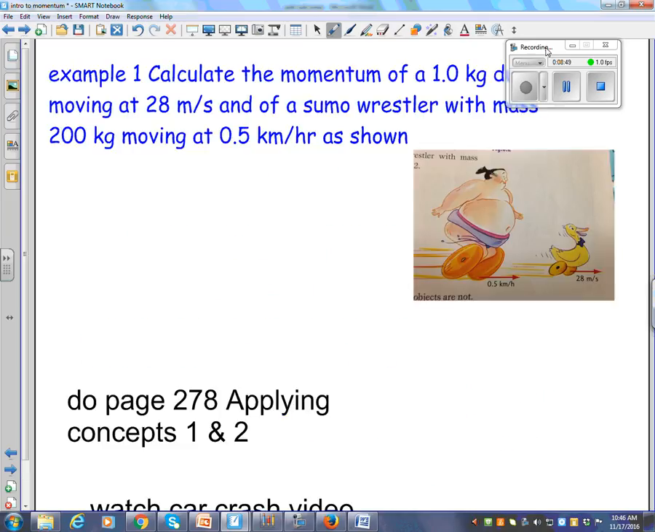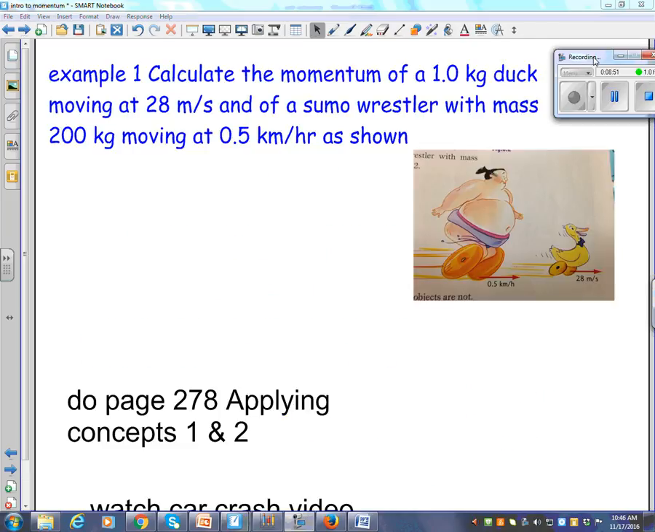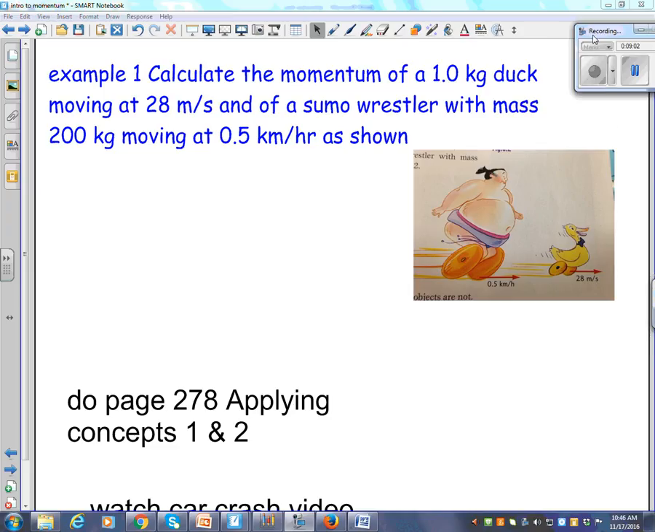Okay, so, Mr. Bennett, why don't you show us an example of how to calculate momentum? Great question. Here's the one from the book. If you want to write it down, you can. This is the actual picture from the book. I took a picture and punched it in there. Calculate the momentum of a 1 kilogram duck moving at 28 meters per second, the author of this book, below there, and of a sumo wrestler with a mass of 200 kilograms moving at 0.5 kilometers per hour as shown. So those are the two values.